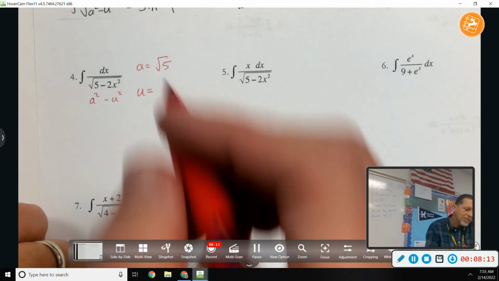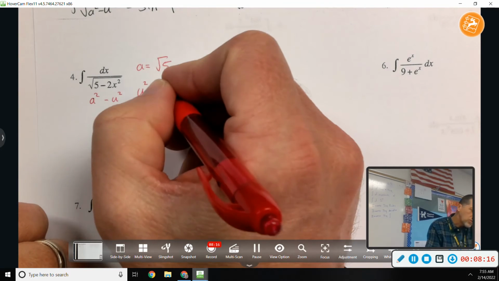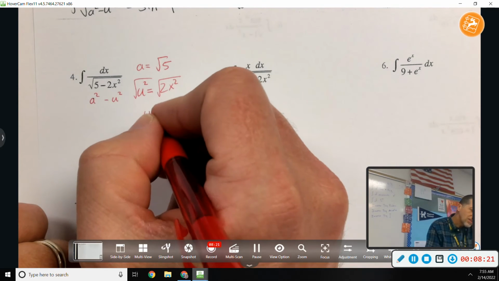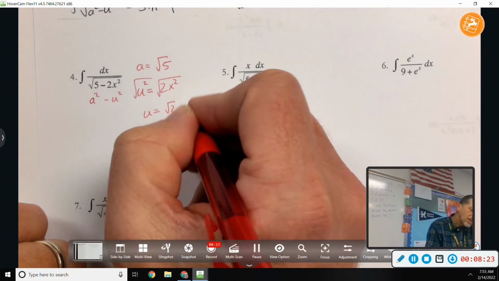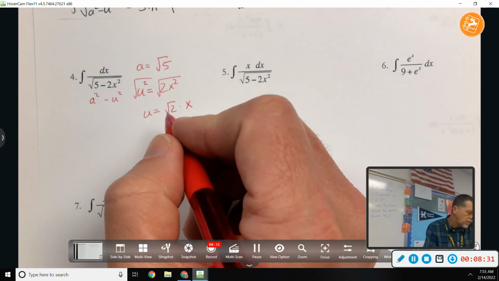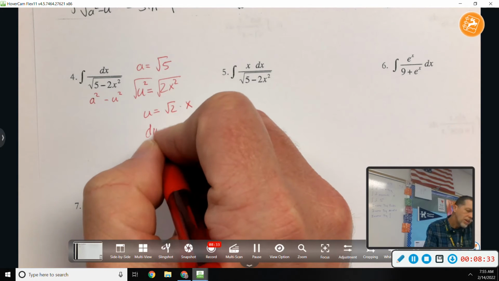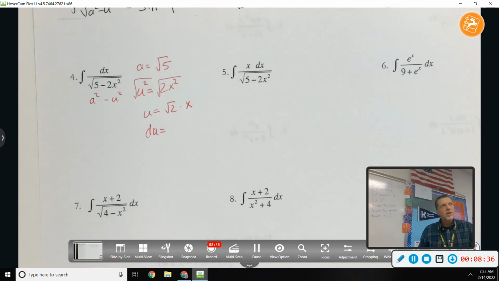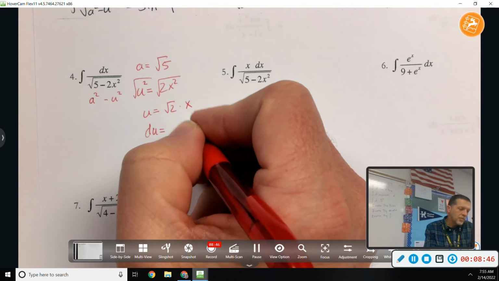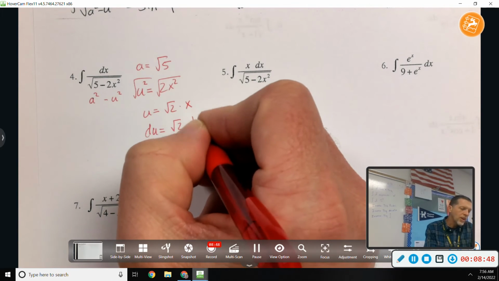Not 2x. Maybe we back up. u squared equals 2x squared, so we square root both sides. So u is the square root of 2 times x, which means that du, what's du going to be then? Well, the derivative of x is 1, but the square root of 2 is going along for the ride there.